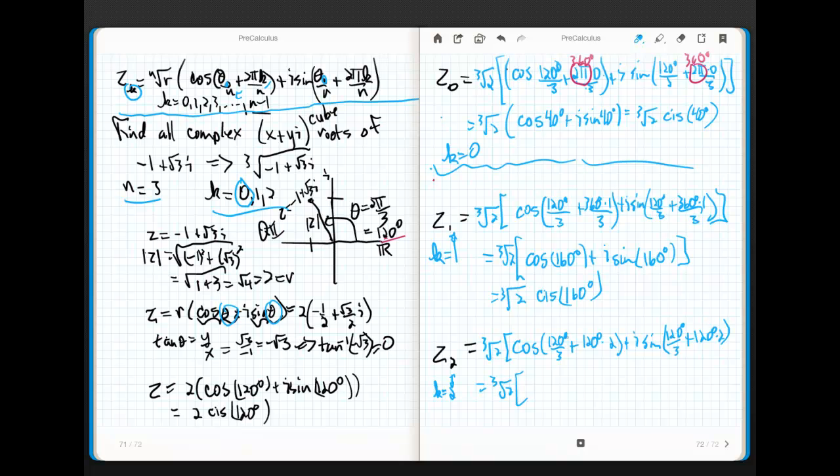Let's clean it up. Let's see, 40 degrees plus 240. What is that? Cosine of 280 degrees. Does that sound about right to you guys? Plus i sine of 280 degrees. Isn't that awesome? And I end up with the cube root of 2 if I want to be fancy. And you don't have to be fancy. I want to make sure that you understand it.